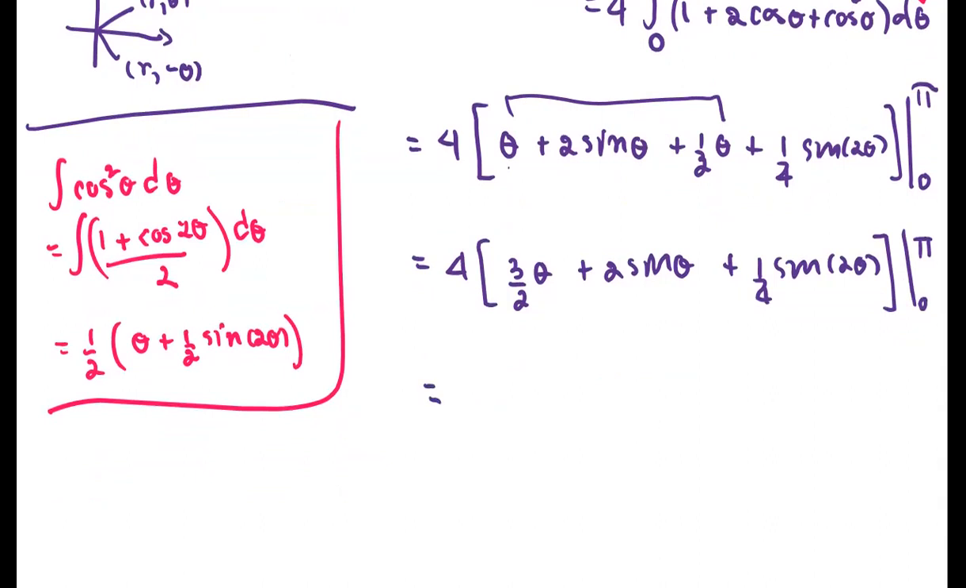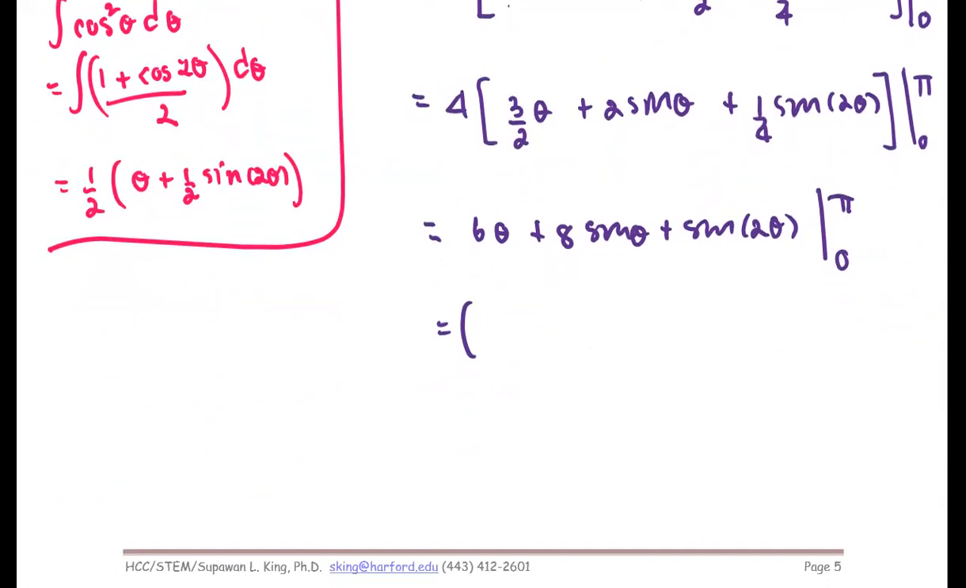And we can multiply all by 4 to avoid dealing with the fraction terms. So let's go ahead and do that. 4 times 3 over 2 is 6, so 6 theta plus 8 times sine theta plus sine of 2 theta. Evaluate from 0 to pi.